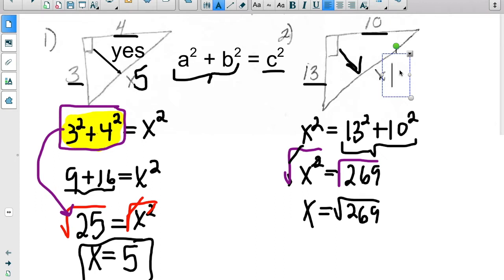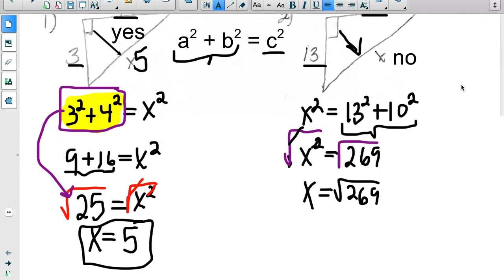And now we need to see, is this a Pythagorean triple? Well, no. This would not be a Pythagorean triple because we don't have three whole number side lengths. So this would be no. This is not a Pythagorean triple.